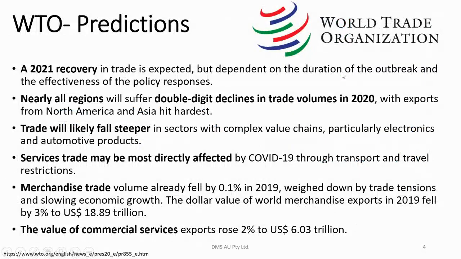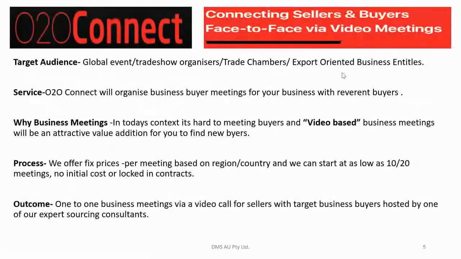So this is a no brainer. Let's look at what's really happening. In 2021, the WTO expects there would be some sort of recovery, but depending on how different countries respond to the outbreak, nearly all regions will suffer double-digit declines in trade volumes. Obviously, that has happened in 2020, and it all depends how we plan out for 2021. Trade will likely fall steeper in sectors with complex value chains, particularly electronics, automotive products, and various other products and services. Obviously, transport and travel restrictions would have a big bearing on this. Only commercial services such as video calling and various IT services have had a bit of an upward trend. So all of this is basically telling us one thing: we need to have a solution.